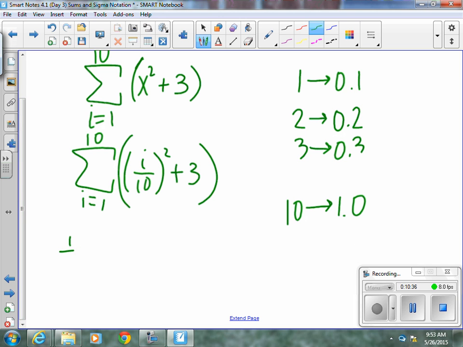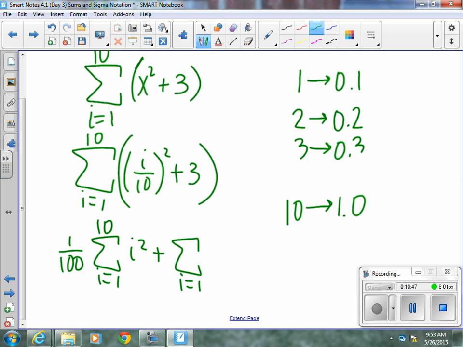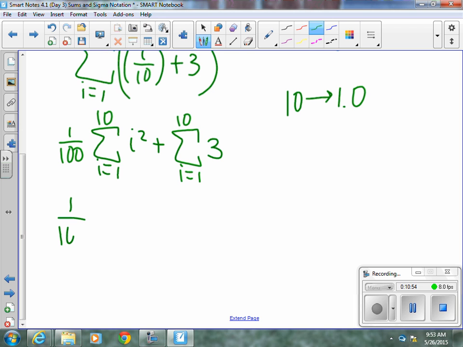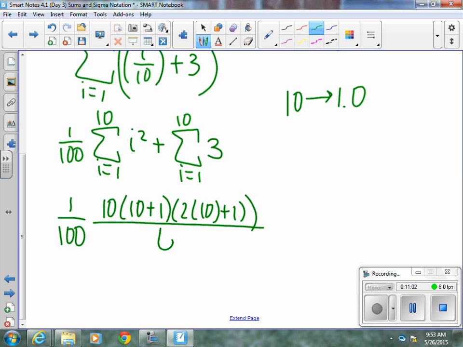And we can break this up, 1 over 100 times the summation from 1 to 10 of i squared plus summation from 1 to 10 of 3. And we end up with 1 over 100 times 10, 10 plus 1, 2 times 10 plus 1, all over 6, plus 3 times 10. When you work that all out, you get 33.85 as the value of that summation.